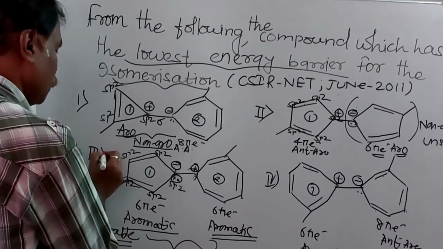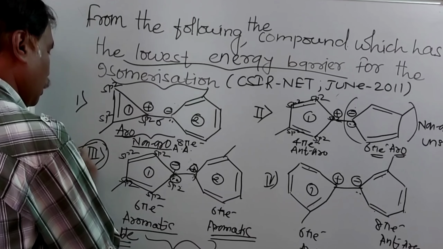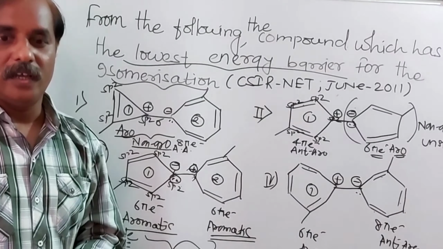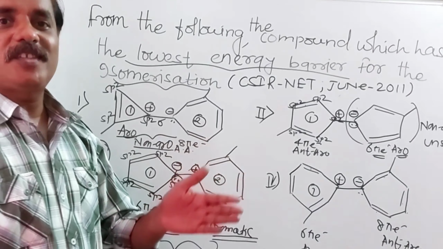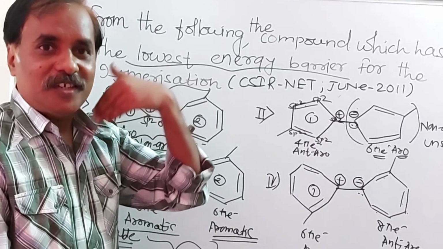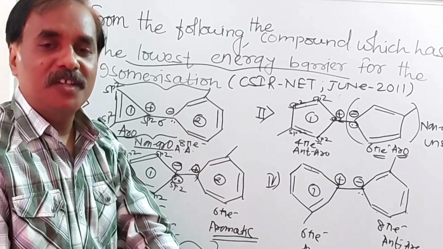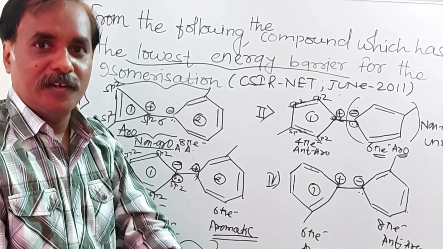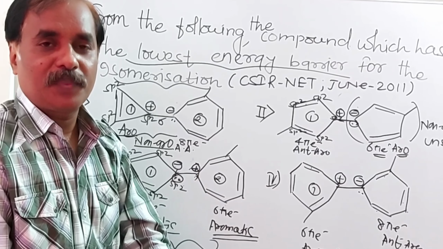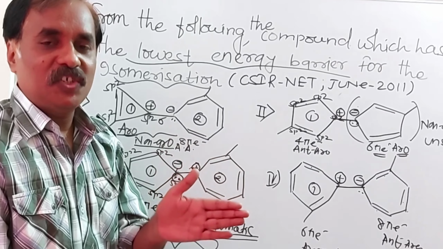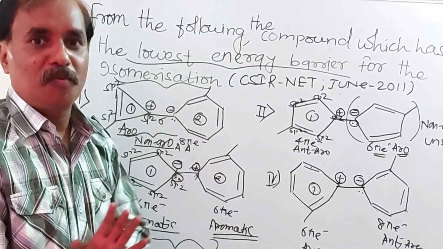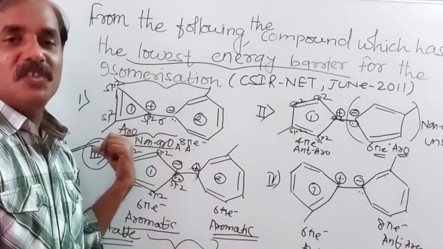And the answer is 3rd. Is it clear? Because it depends on stability. As the stability increases, energy decreases. Isn't it? Potential energy decreases, because the relationship between potential energy and stability is inversely proportional. And the answer is 3rd.